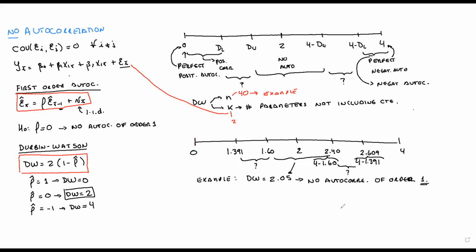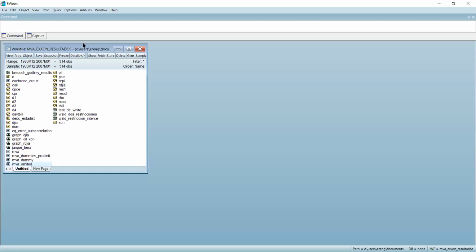So now let's go to EViews. If you can open this file, guys, I will show you which EViews. I sent you yesterday a file that is called MVA Exxon Results, Resultados is Spanish, Results. Can you open that EViews file, please? I sent this yesterday, I think. What was the file name again, Professor? It's MVA, it's here, MVA Exxon Results.